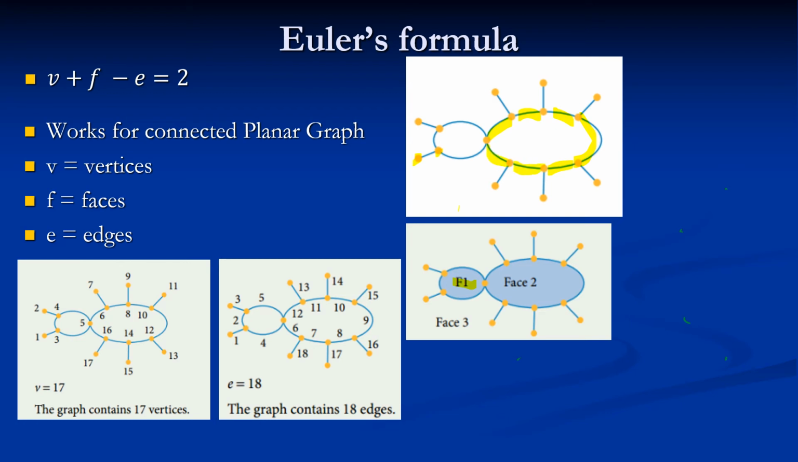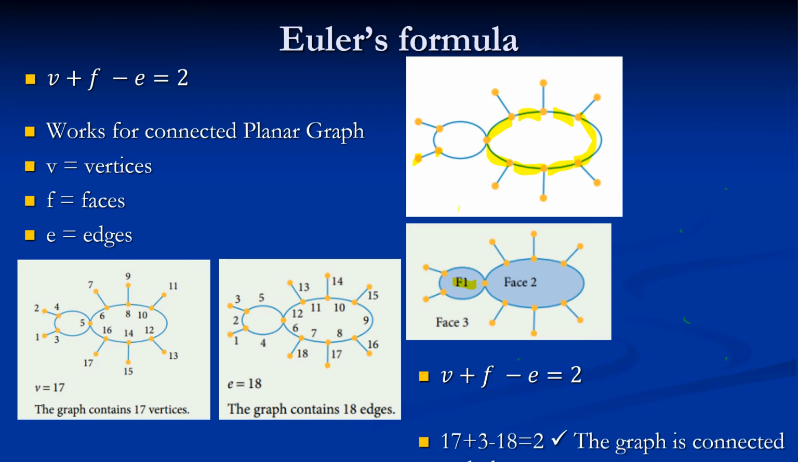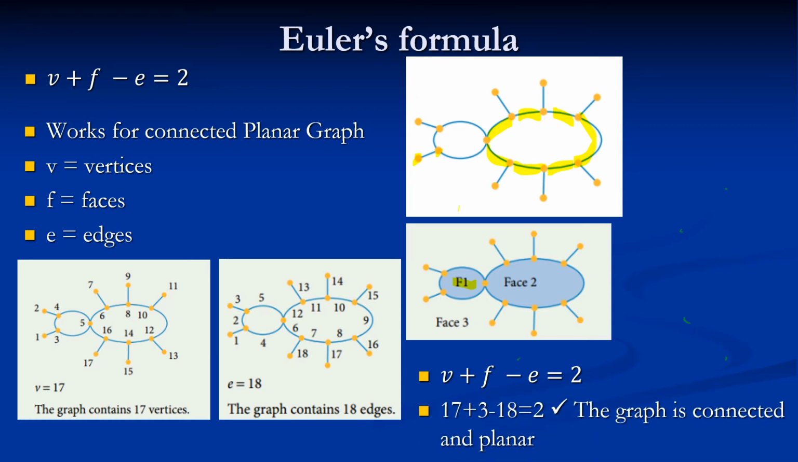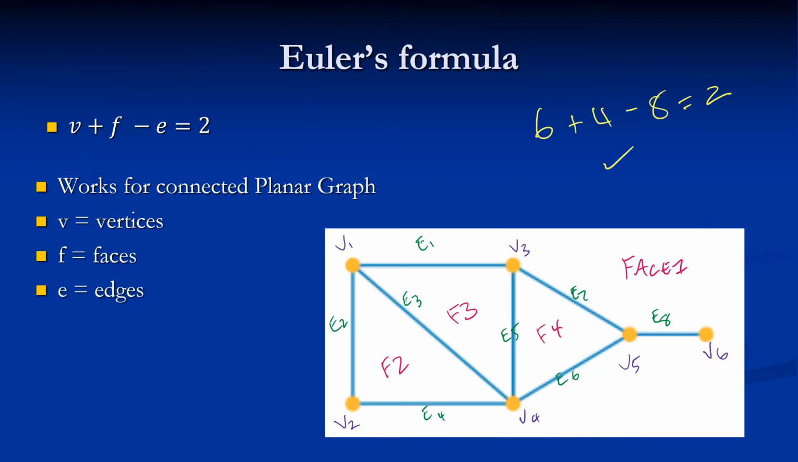In terms of edges. So does this fulfill the requirements of Euler's formula? Is that a connected planar graph? Do the number of vertices plus the faces minus the edges equal 2? Yes. So therefore this graph is connected and planar.